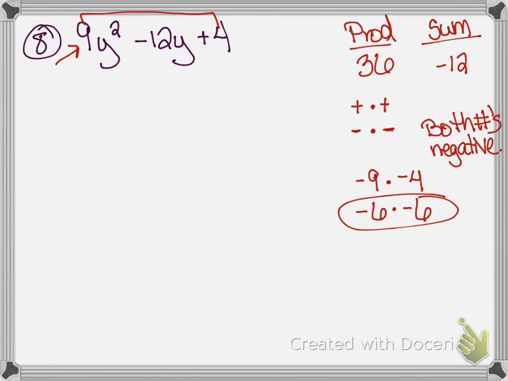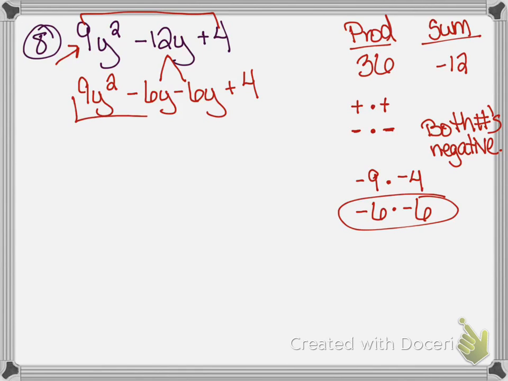Now, I split that b value. So I have 9y squared minus 6y minus 6y. Okay, so all I've done is I've split that negative 12 into the two numbers that I found. Now I've got 4 terms, so I factor by grouping.